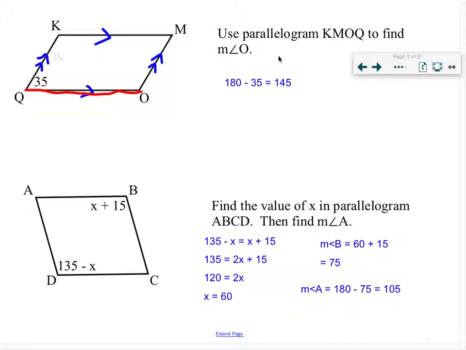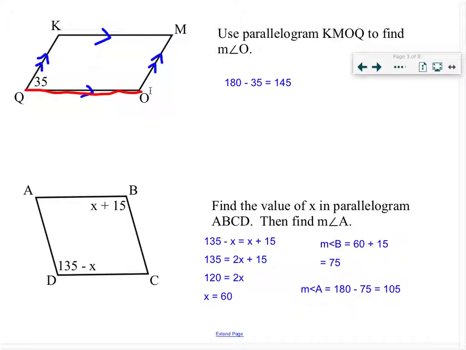All right, over here, it's a parallelogram. They told me that, so I marked the sides parallel because I know that that's true. So use parallelogram KMOQ to find angle O. All right, well, there's a couple things. I know the opposite angles are congruent, but that's not really helping me find angle O. Angle O is over here.